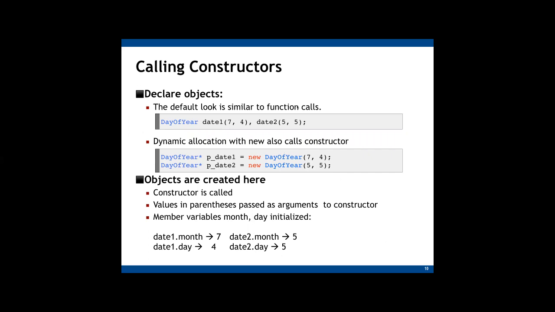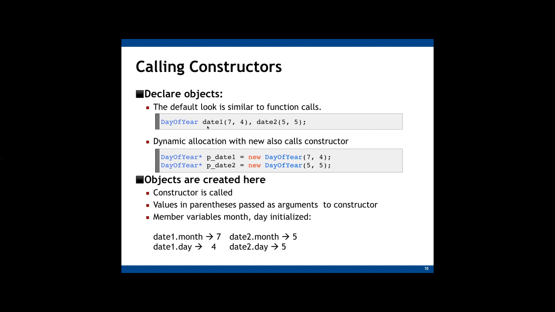If you look at this example, we are declaring two objects of the day of year class, date 1 and date 2. While we are declaring the objects, we put some values between open and close brackets, like this. Because we passed two values, the constructor which receives two arguments will be automatically called if we declare the class variable this way.